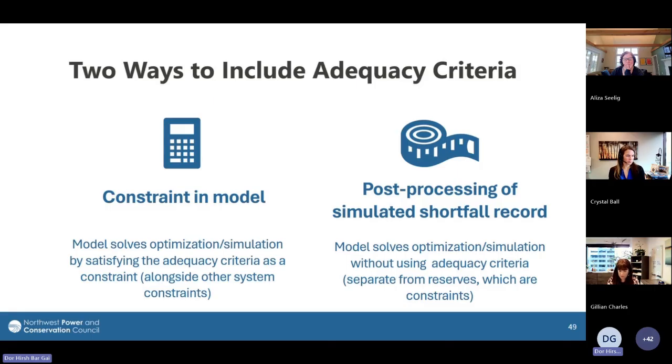Genesis, our production cost model, has lots of constraints. Adequacy is not one of them. And so that we do capture reserves, don't worry. But the idea is that our adequacy perspective is post-processing, and it is not a constraint in the model. There are great models that do have it as a constraint. This is just saying that two ways exist. The tools that you have will influence how you handle your criteria, as just mentioned.